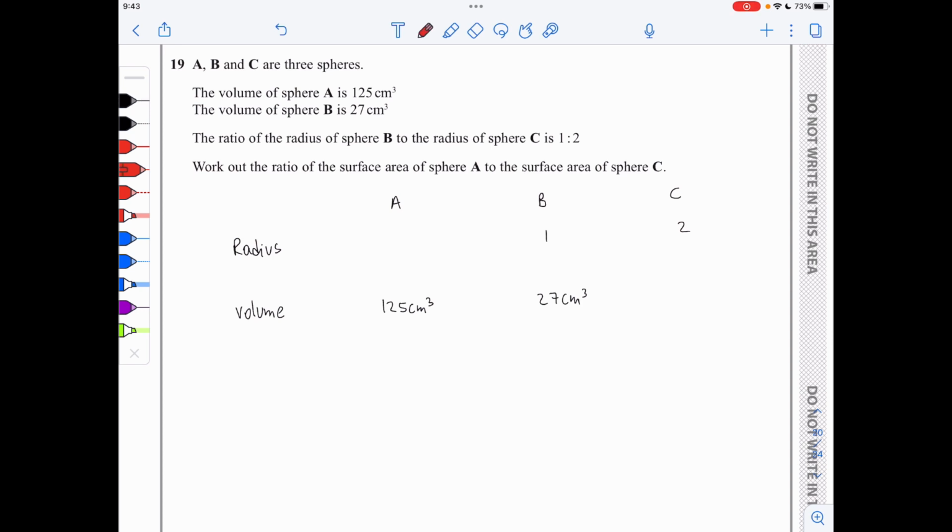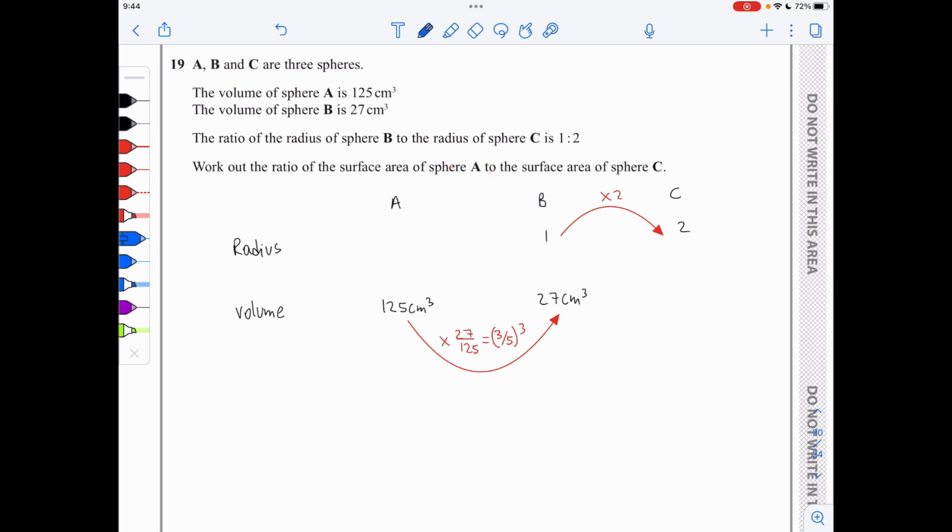So the length scale factor between B and C is obviously 2. Now from A to B, to go from 125 to 27, I multiply by 27 over 125, which is 3 over 5 to the power of 3, and therefore we see that the length scale factor from A to B is times 3 over 5. We need to work out the ratio of A to C.